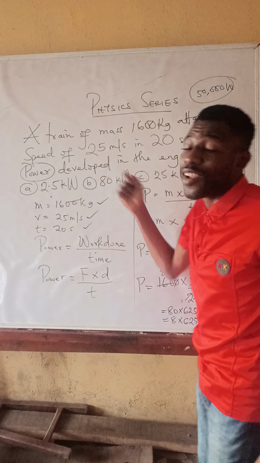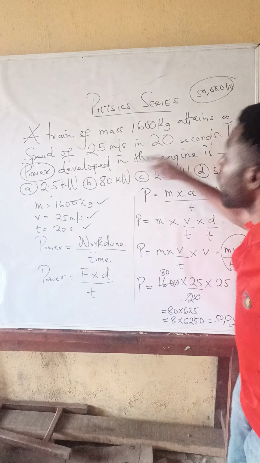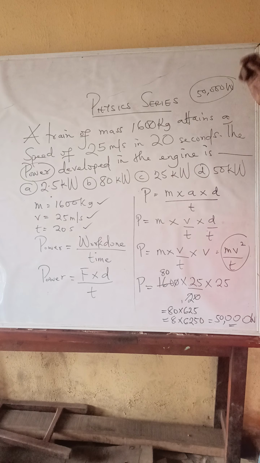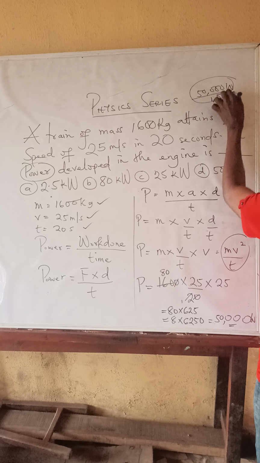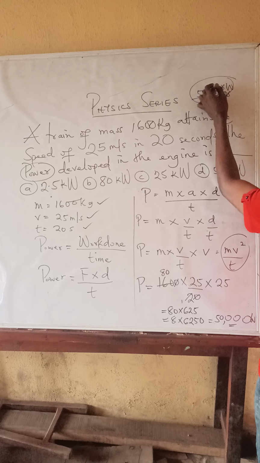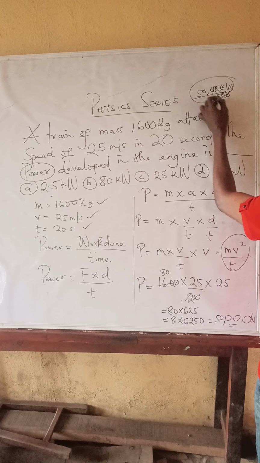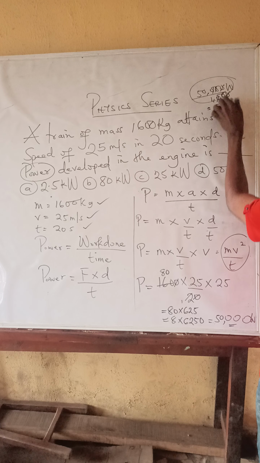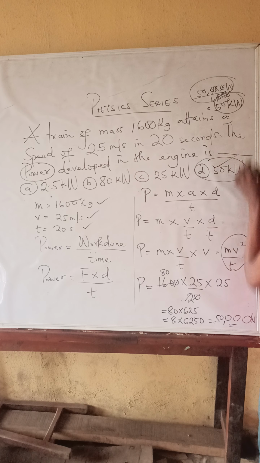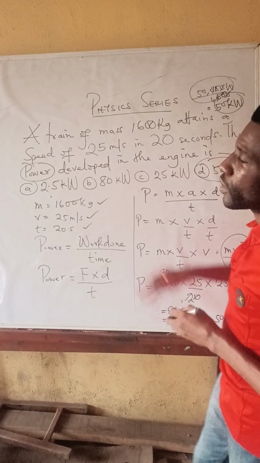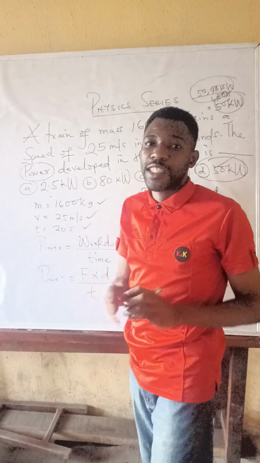They are expressed in kilowatts. How do we convert watts to kilowatts? We just divide by 1,000. When we do that, we now have 50 kilowatts, which gives us option D. So 50 kilowatts will be the power developed in the engine.